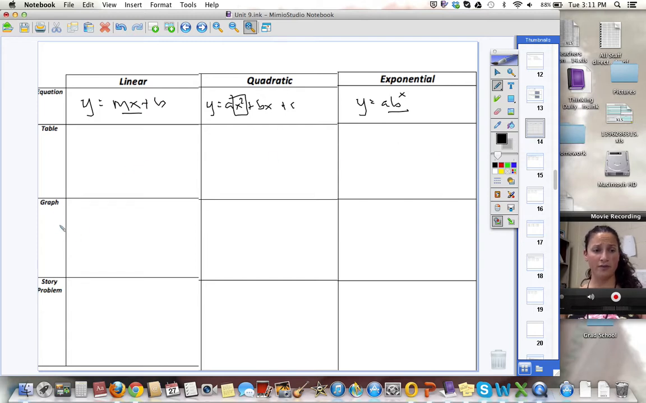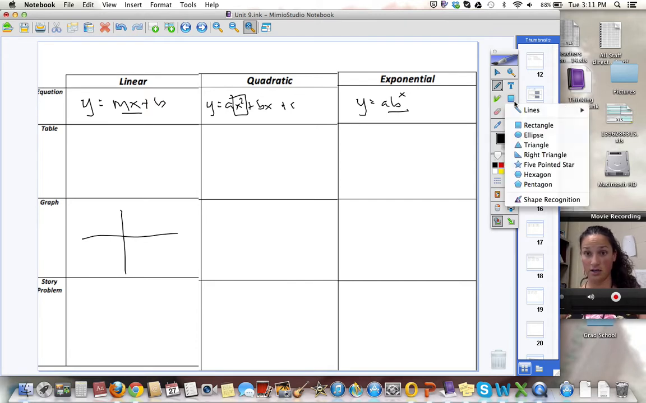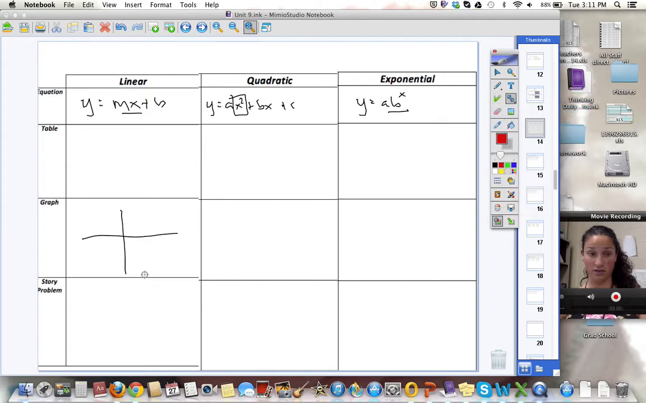For our graph, graphing is pretty easy. Graphing for linear, if I have a graph, something that's linear is going to look like a line. Linear is a line. So all we're going to see, if it's linear, and I'll do this in red, is we're going to have something like this. It's a straight line. It could be this way. It could be this way. It could be over here. It doesn't matter as long as it's a straight line. Linear line.